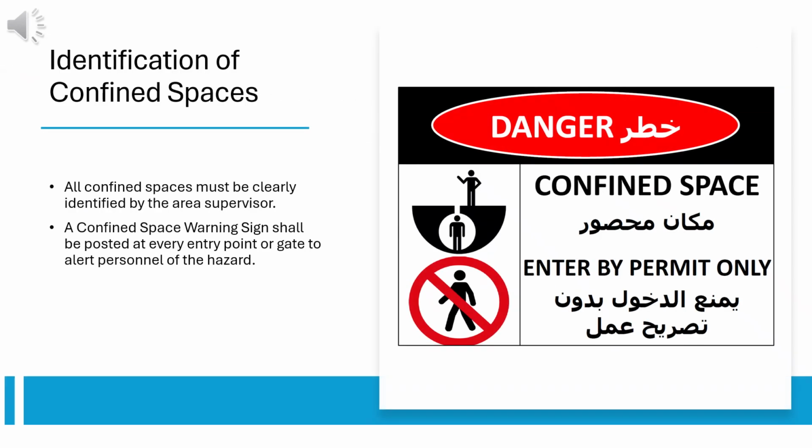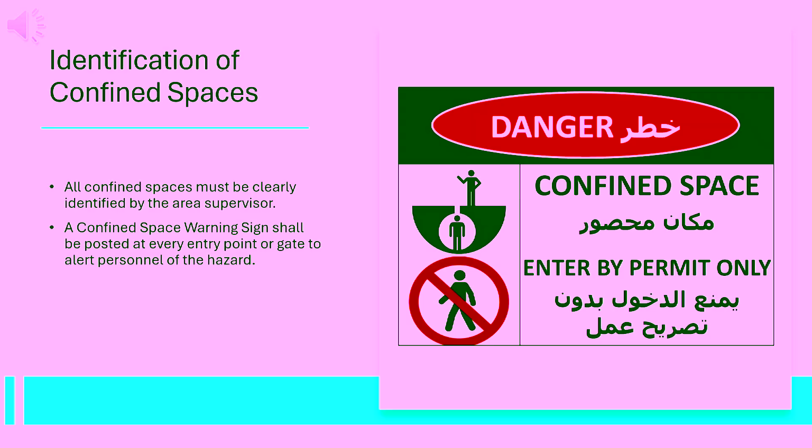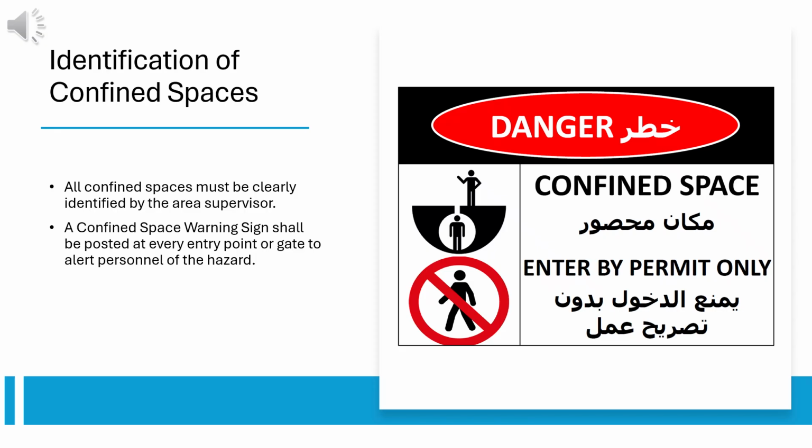Identification of confined spaces. All confined spaces must be clearly identified by the area supervisor. Warning signs must be posted at every entry point or gate to alert personnel of the hazards within. These signs serve as an important reminder that special procedures, permits, and controls are required before anyone may enter.